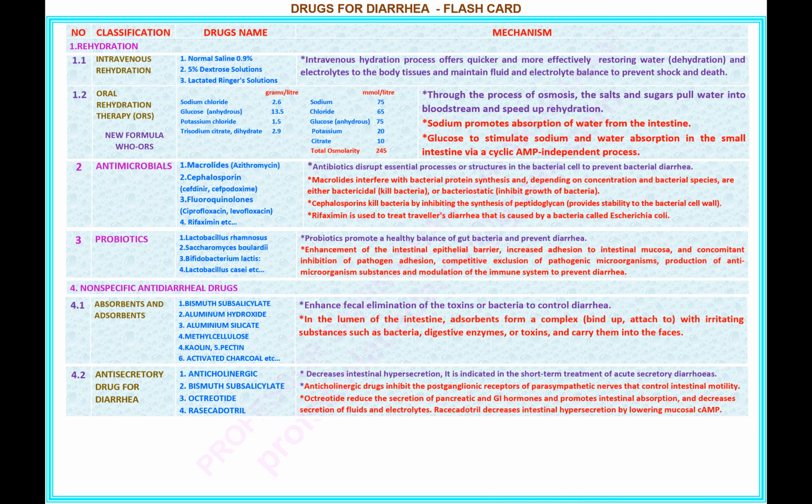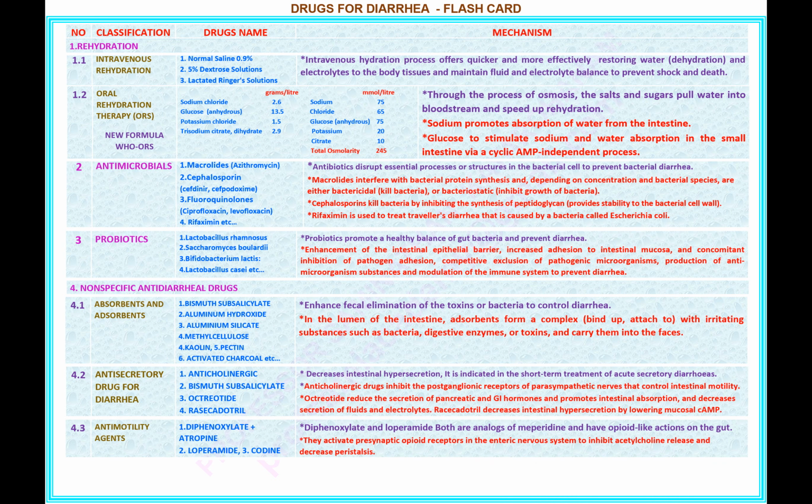Anticholinergic drugs inhibit the postganglionic receptors of parasympathetic nerves that control intestinal motility. Octreotide reduces the secretion of pancreatic and GI hormones, promotes intestinal absorption, and decreases secretion of fluids and electrolytes. Resveratrol decreases intestinal hypersecretion by lowering mucosal cyclic AMP.